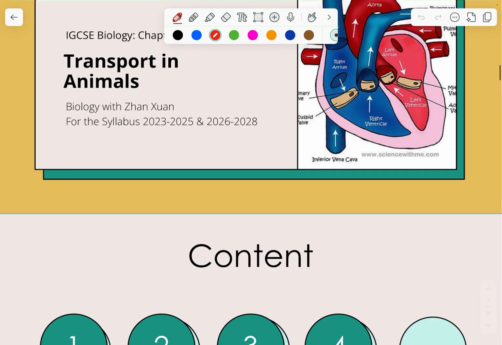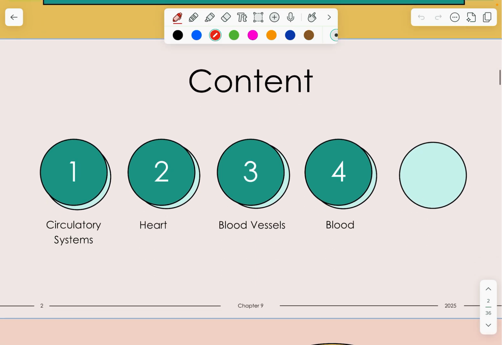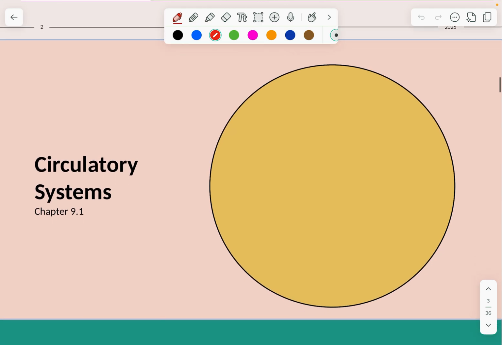Alright, so today for this content, there are 4 subtopics here, which are the circulatory system, the heart, the blood vessels, and the blood. And we're going to start out with our first part, which is the circulatory system.